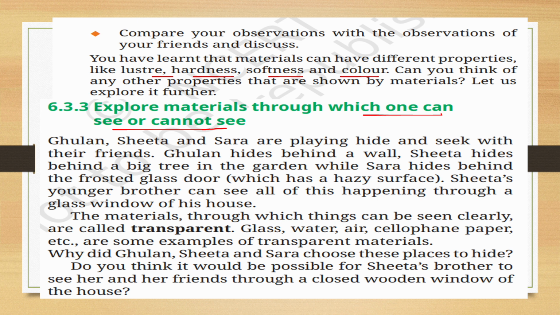Gulen, Sheeta and Sarah are playing hide and seek with their friends. Gulen hides behind a wall. Sheeta hides behind a big tree in the garden, while Sarah hides behind the frosted glass door, which has a hazy surface. So, some children are playing hide and seek.